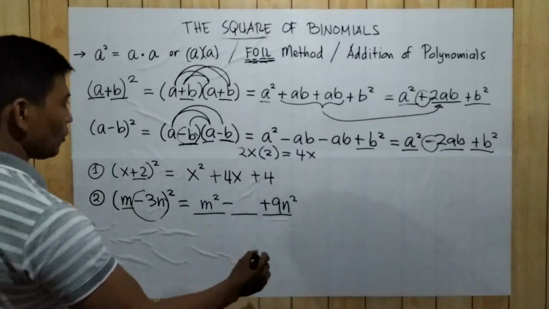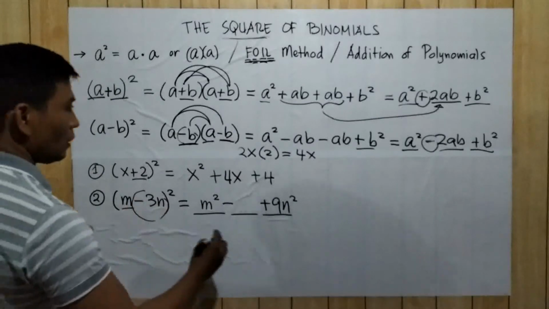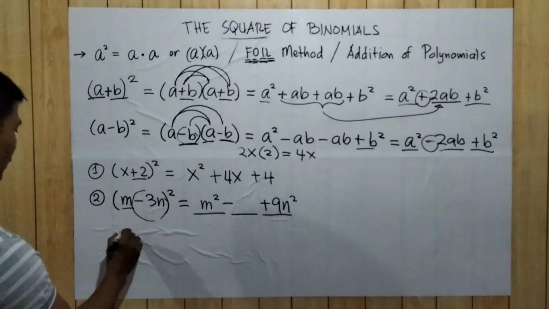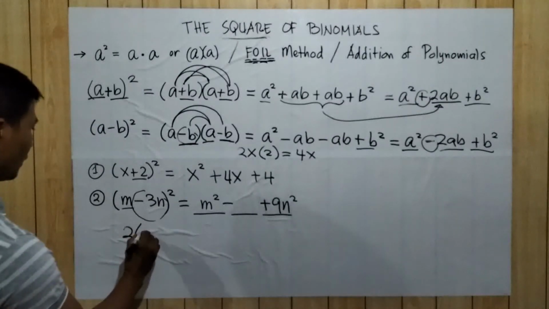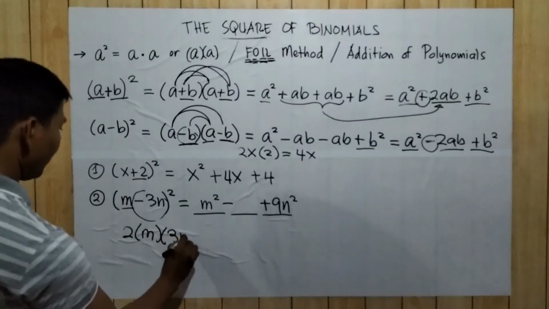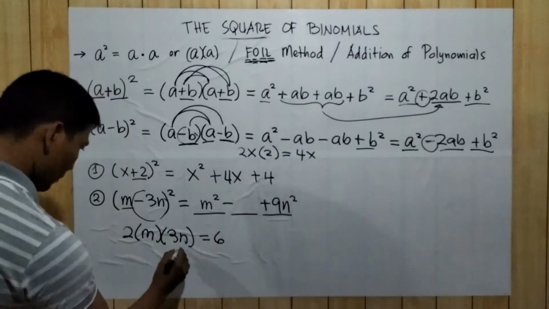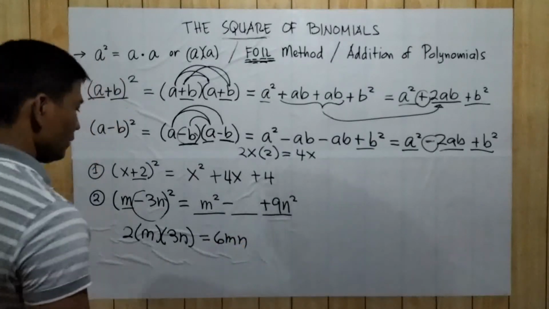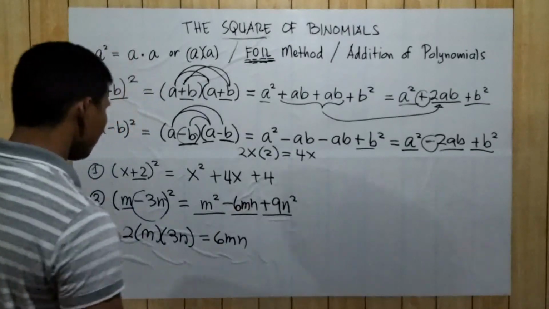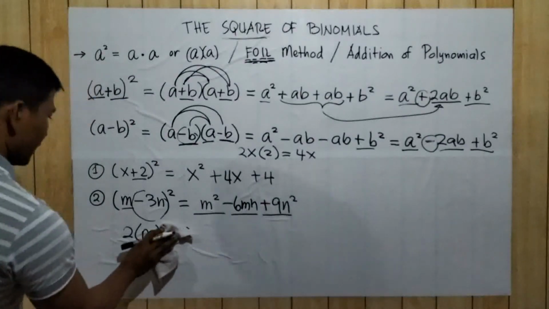So, meaning, meron po tayong twice. So, 2 times the product of m and 3n. Kung susolve po natin yan, meron po tayong 2 times the product of m and 3n. So, meron po tayong 2 times 3 is 6. M times n is mn. So, ang middle term po natin ay 6mn. Okay. So, yan po ang sagot sa ating example number 2. Punta na po tayo sa ating example number 3.